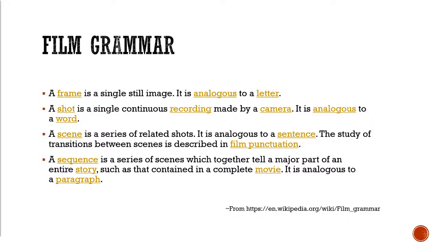And then a sequence is a series of scenes which together tell a major part of an entire story. So a sequence could be like Act 1, things like that. That's like your paragraph. If a movie is an essay, then your sequences, the chunks of story, are your paragraphs, your scenes are your individual sentences, and things like that.